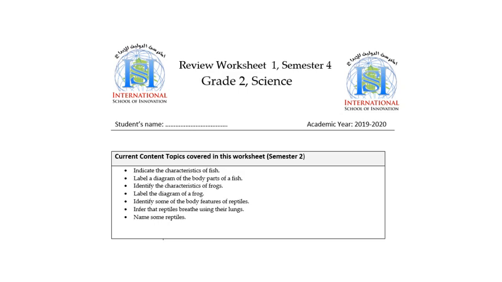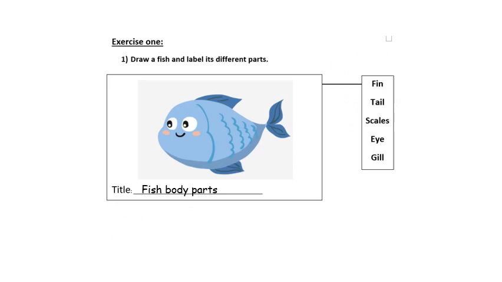Grade 2 students, now it's time to solve the worksheet together. We're going to start with the fish. We have to draw a fish and label its body parts. Here is a fish. We have the fin, the tail, scales, eye, and gill.